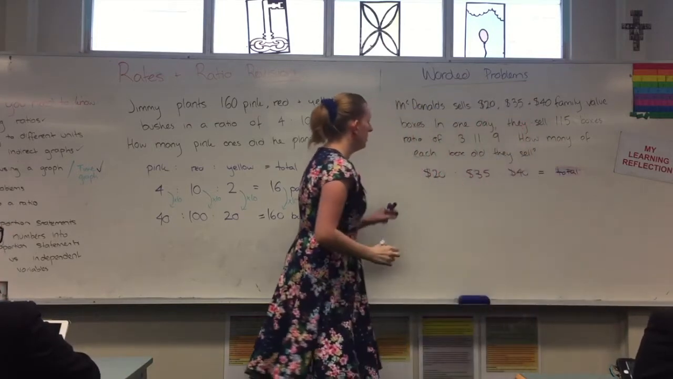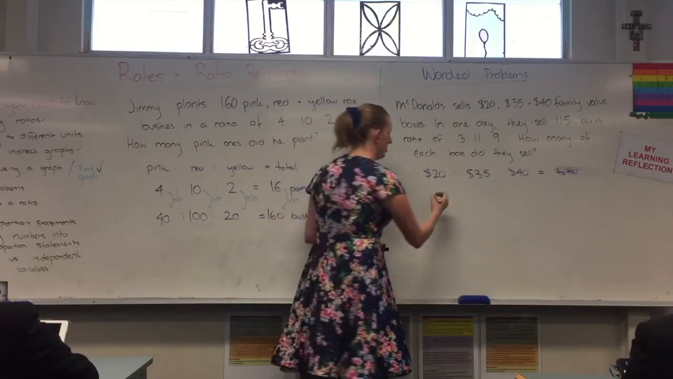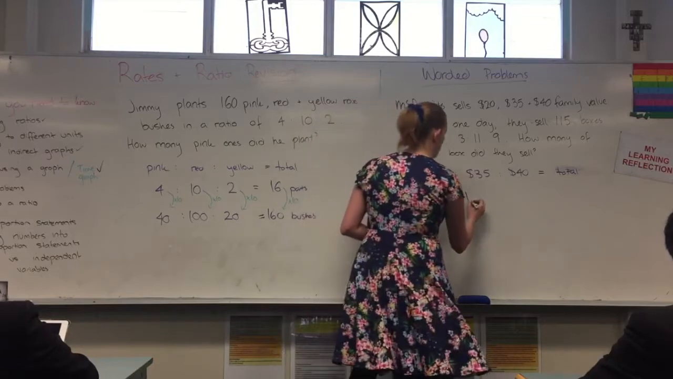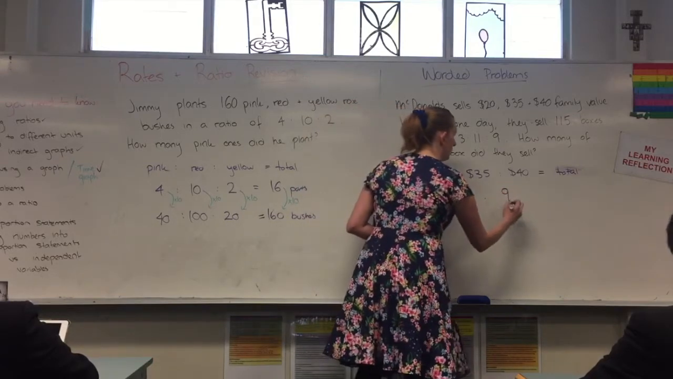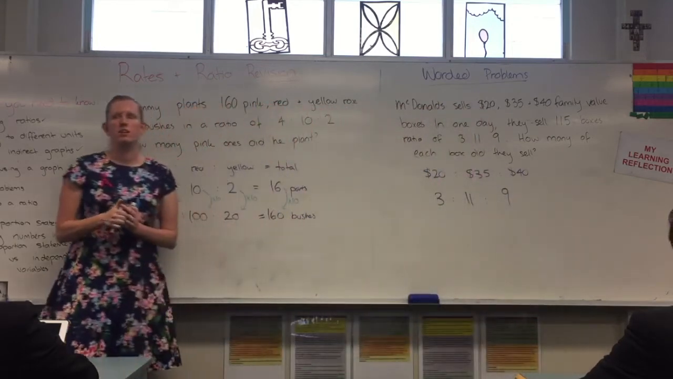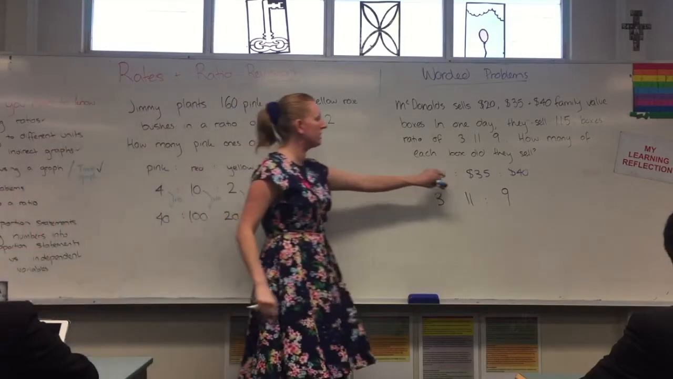Coolsies. So, how many $20 boxes did they sell? The ratio. 3. $35 and $40 boxes? 9. Cool. You know what? I'll write this down. Have I lost anyone so far? No, we've just taken the information in the question and laid it out like this.